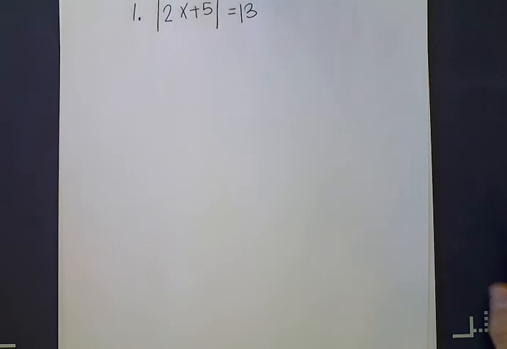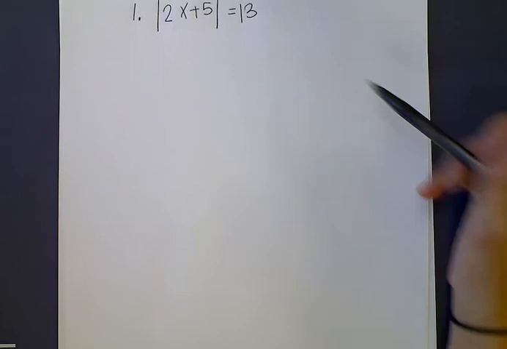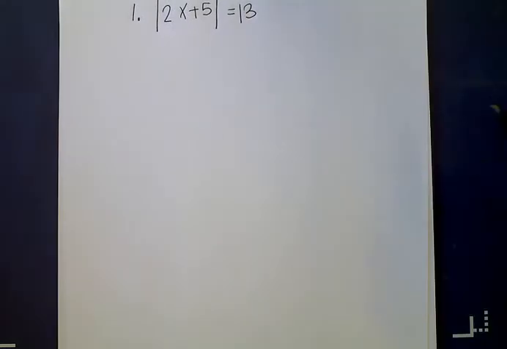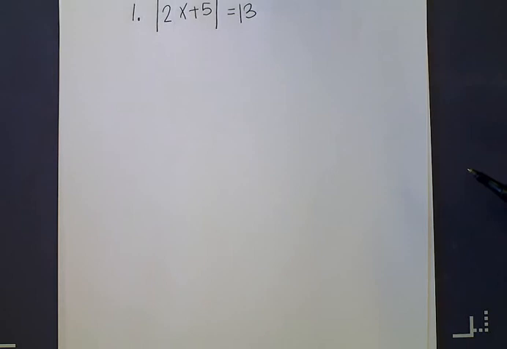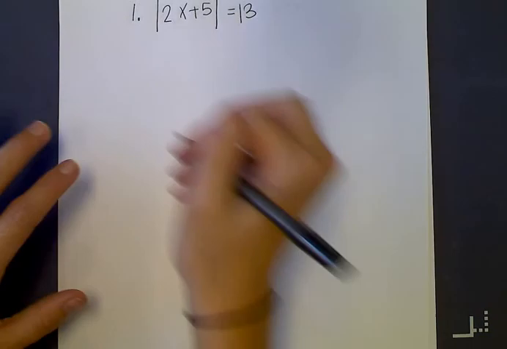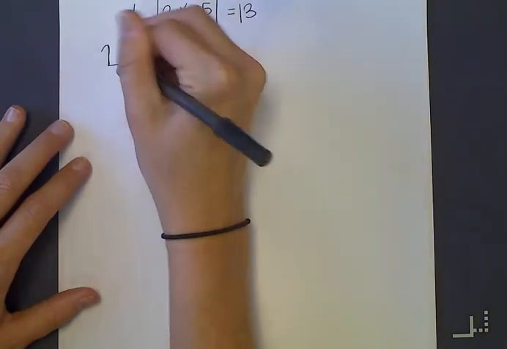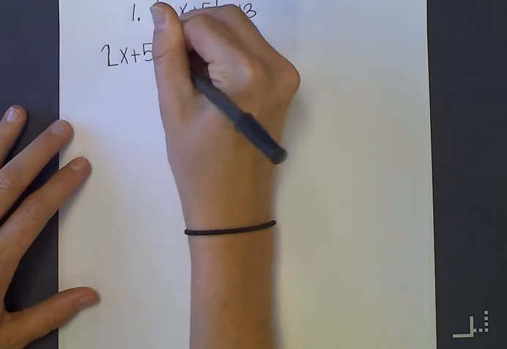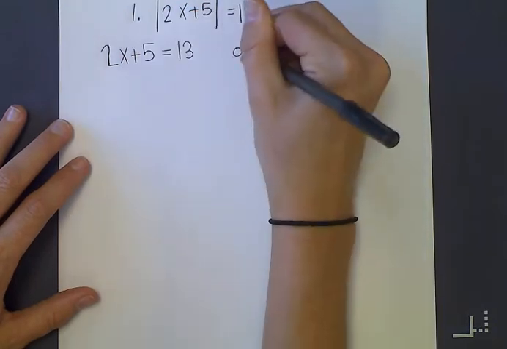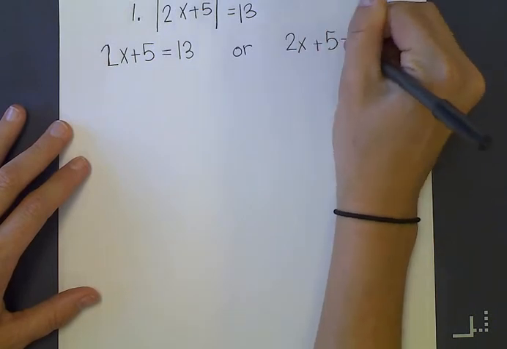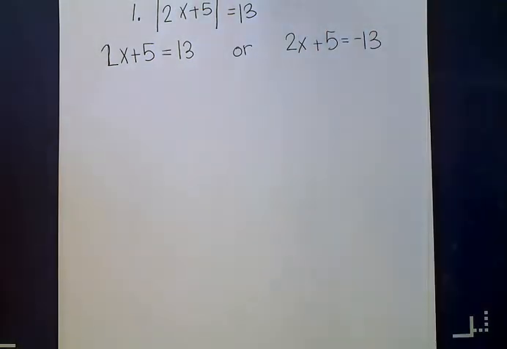Is the number on the other side of the equation negative? No. Step 3. Write two equations without absolute values. Solve the equations. The two equations are 2x plus 5 equals 13 or 2x plus 5 equals negative 13. I will now solve the equations.